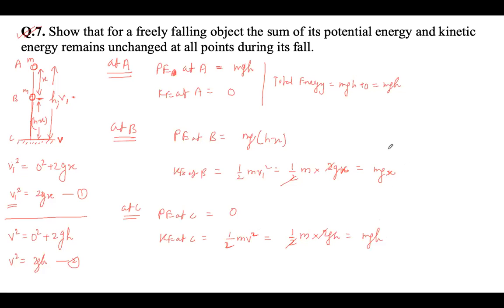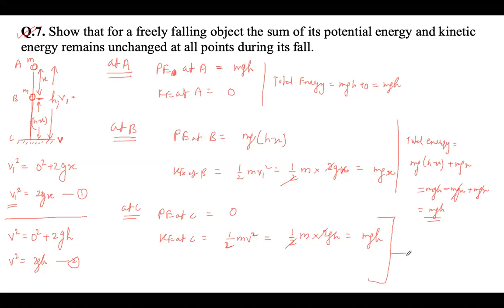Okay. Now total energy here, if we calculate, mgh minus x plus mgx. So minus mgx plus, if you open this, this will be mgh minus mgx plus mgx. These two get cancelled. You will get mgh only, total energy. Similarly, in the third case, the total energy is equal to 0 plus mgh. This will give mgh, right?